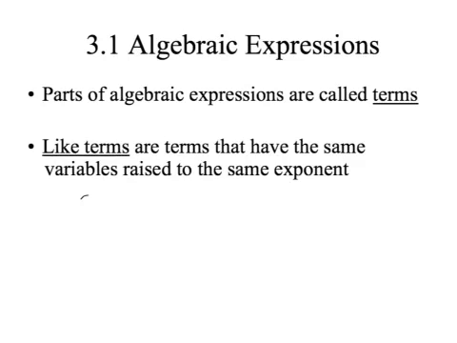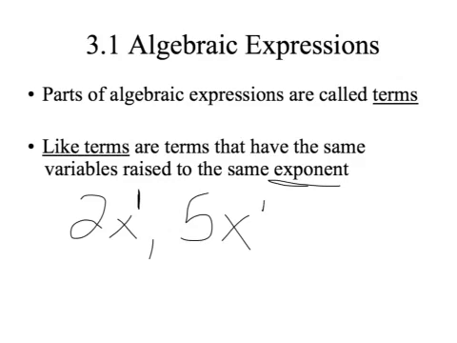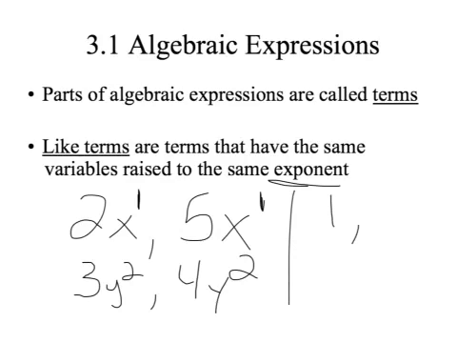In other words, 2x and 5x. Those are like terms. It says raised to the same exponent here. This isn't written, but it's to the power of 1, so they have the same exponent, so those would be like terms. On the flip side, if I said 3y squared and 4y squared, those again have the same exponent, so those are like terms. Obviously something like 1 and 2 are like terms. X and 3x are like terms, just to give you kind of an idea of what those are.